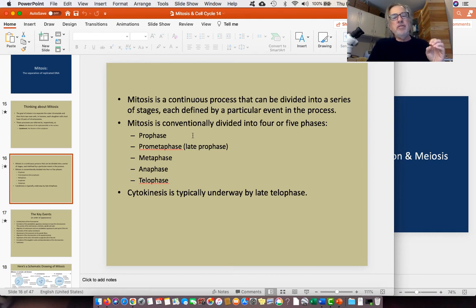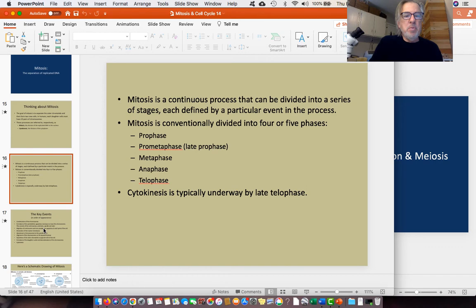And you should just recognize that we label these phases in order to talk about mitosis. And so we label them based on certain definitions of things we can observe. The first is prophase, the second phase is pro-metaphase, often referred to as late prophase. Then we have metaphase, anaphase, and telophase. Cytokinesis, the separation of the two daughter cells completely from one another, is typically underway by telophase, and especially by late telophase. In other words, it's concurrent with the end of mitosis.